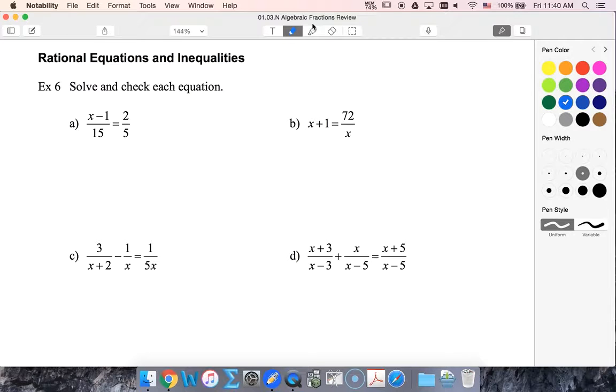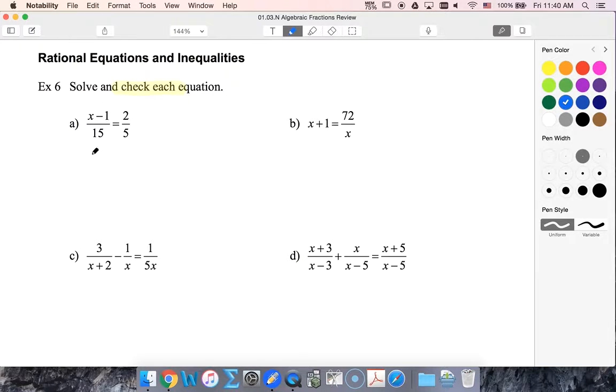So we always want to make sure that we check our solution, because with rationals, remember, we don't ever want to divide by zero. So we want to make sure the solutions we get are valid, because quite often we'll get solutions that are invalid. So we want to make sure and check that.